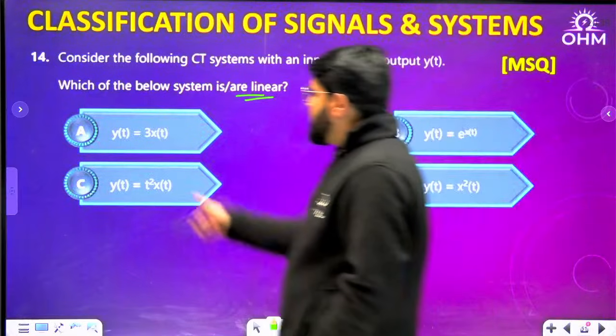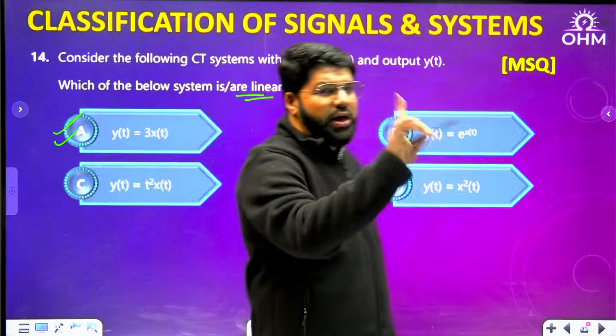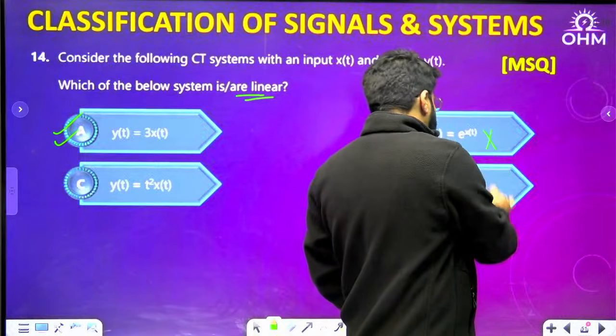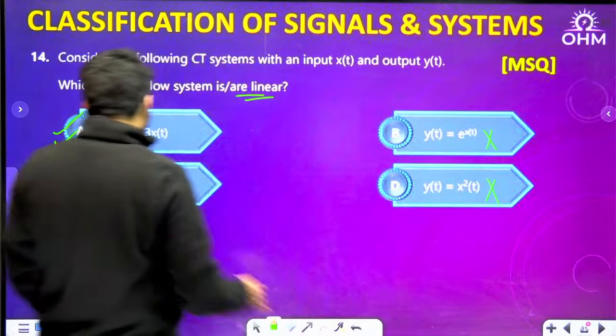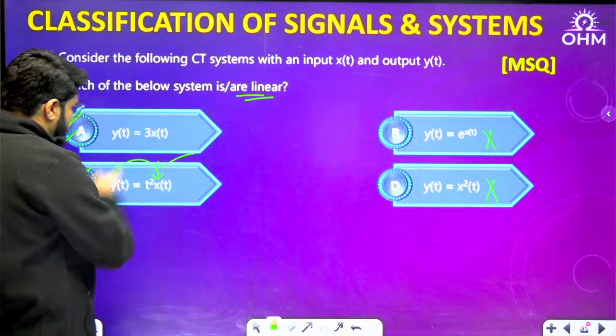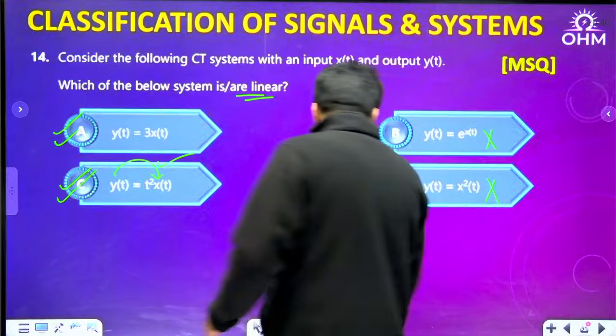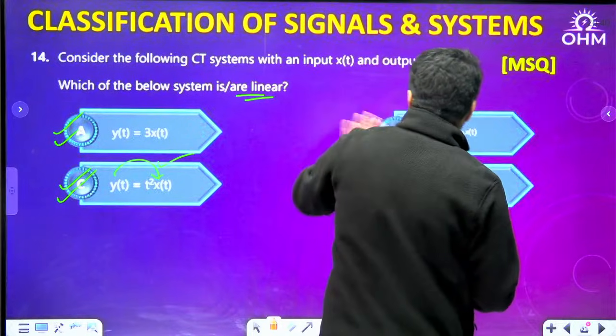So y(t) equal to 3x(t), a line passing through origin, is linear. e to the power x(t), an exponential function, is non-linear. x square, a square function, is non-linear. t square, see, y depends on x power 1, enough. That separate t square, as I have discussed separately also, will not affect the linearity.